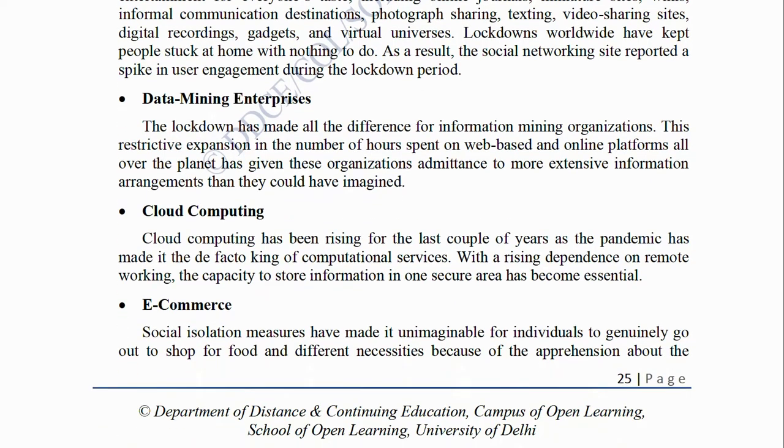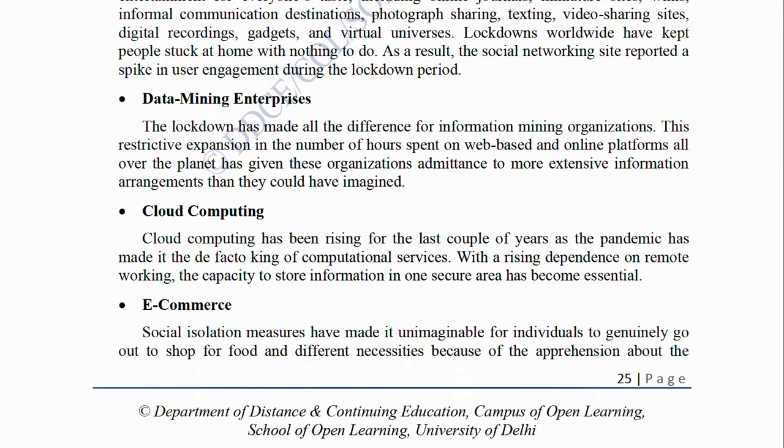Next point is data mining enterprises. The lockdown has made all the difference for information mining organizations. This restrictive expansion in the number of hours spent on web-based and online platforms all over the planet has given these organizations admittance to more extensive information arrangements than they could have ever imagined. Next point is cloud computing.